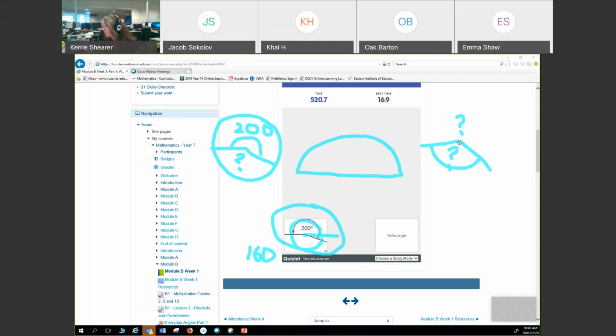135? Looks pretty good to me, Oak. If I think about that as a right angle and some, 135 would not be an unreasonable estimate. So what you're saying here is that's about a 45-degree angle, which makes sense.